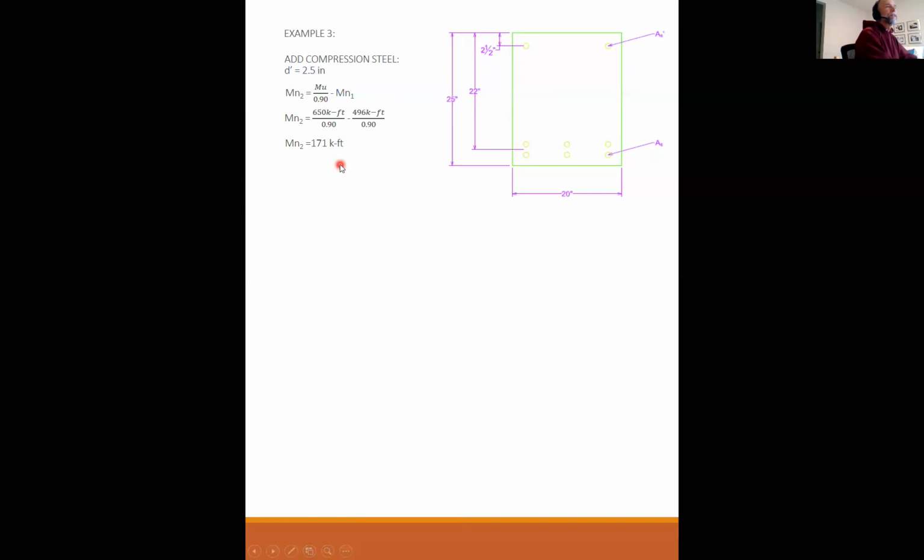Oh, I think I know why I did that. I divided the demand by phi, and this had already... oh, okay, I got it. Sorry, guys. Took me a minute to re-engineer that.